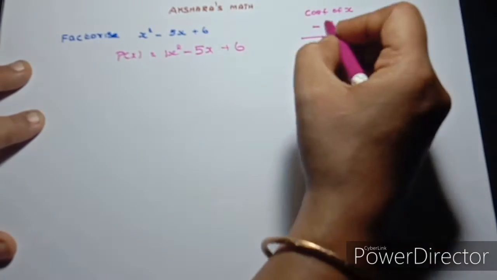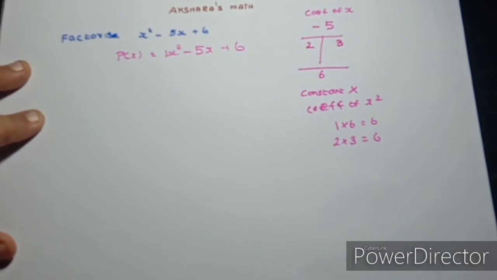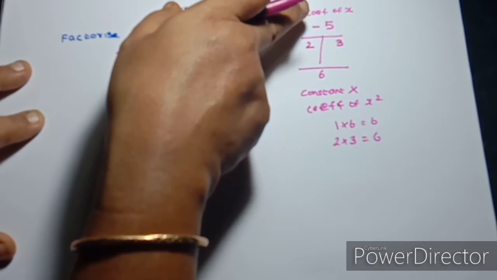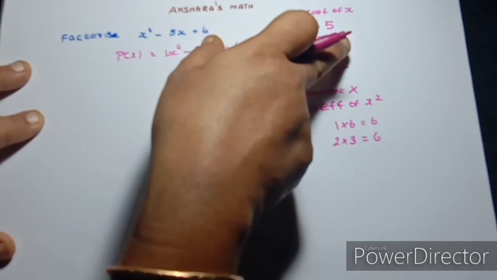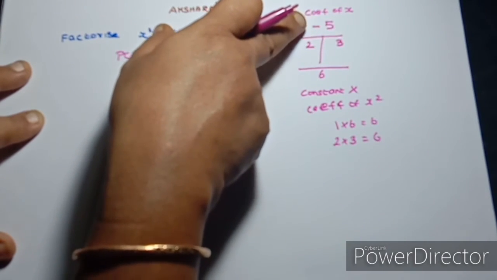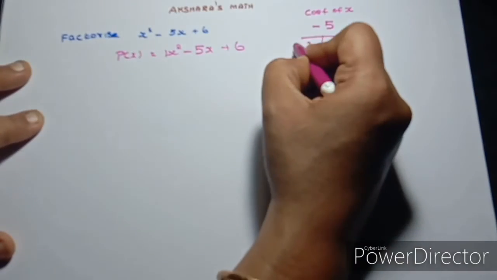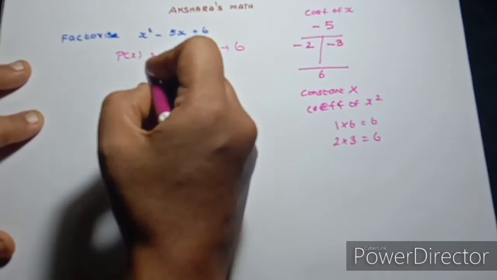Now I have to write 2 and 3 here. But on the top there is minus 5 and in the bottom 6. 2 into 3 will give me 6, but 2 plus 3 will give me only plus 5 and not minus 5. So I will put a minus here. So minus 2 into minus 3 will give me plus 6, and minus 2 plus minus 3 will give me minus 5.